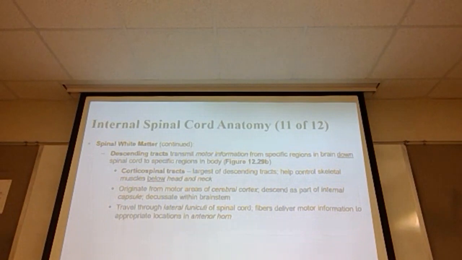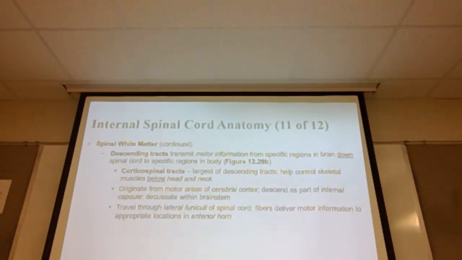The spinal white matter continues with descending tracts that transmit motor information from specific regions of the brain down the spinal cord. So therefore the name descending tracts. And they go down, again, the corticospinal tracts are the largest of the descending tracts. They help control skeletal muscles below the head and neck. They originate from motor areas of the cerebral cortex. They descend as part of the internal capsule and decussate in the brainstem.